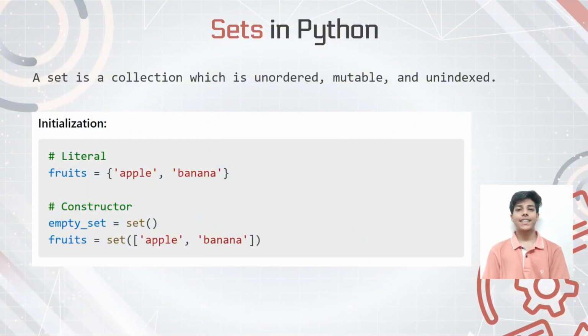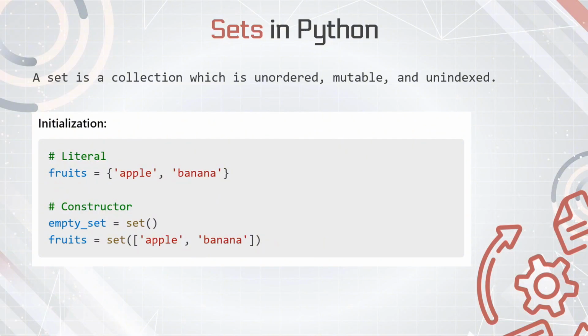Next up, we have sets. A set is a collection which is unordered, unindexed, but mutable, but it does not allow duplicate values. For the initialization of set, we again have the literal way and the constructor way. In the literal way, we use the curly brackets. For the constructor, we call the set constructor.